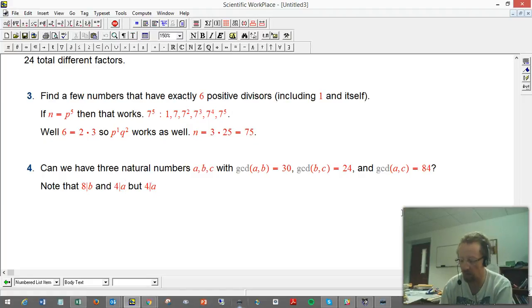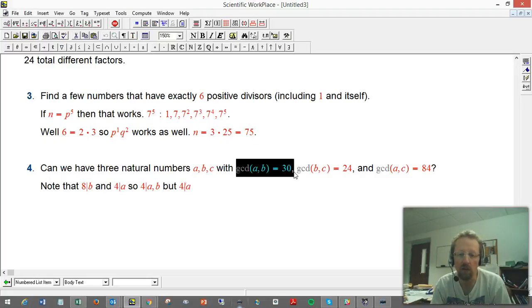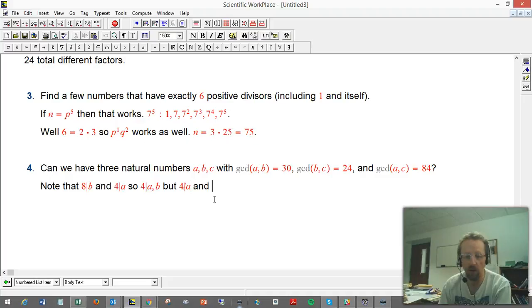So let me get the consequence first. From the last two, if 8 divides B and 4 divides A, then it seems that 4 is going to divide A and B. But wait a minute. If I know the GCD of A and B is only 30, that only has a factor of 2 in it, it does not have a factor of 4, so 4 cannot divide A. And so we have a contradiction.